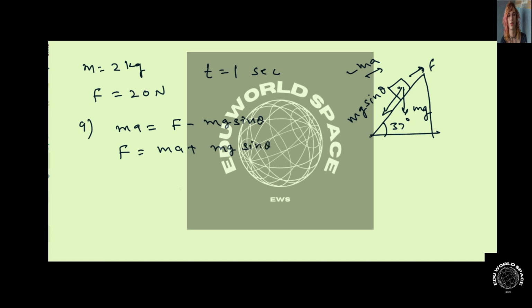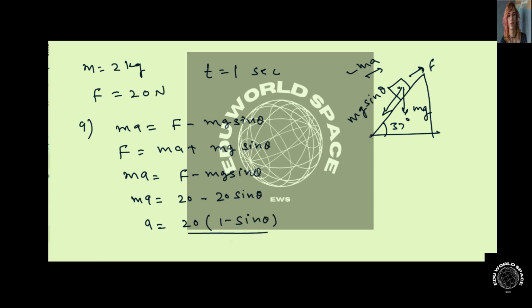Now we have to find the acceleration, so ma will be F minus mg sin theta. Now we will put in values: ma equals F, that is given as 20 Newton, minus mg sin theta, where m is 2 and as per the question g is 10 meter per second square, so 20 sin theta. And a will be (20 minus 20 sin theta) divided by m.